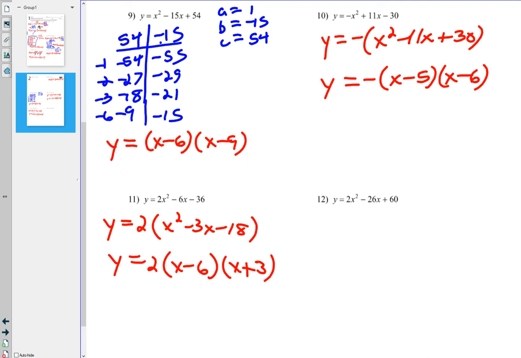Jada, where is it going to cross the x-axis? Number 11. Where is this going to cross the x-axis? Good. Good. Where's it going to touch the y-axis? Good. Negative 36. Where is it going to face? Is it going to open up or open down? Up. Up, up, up. All right, you guys do number 12.